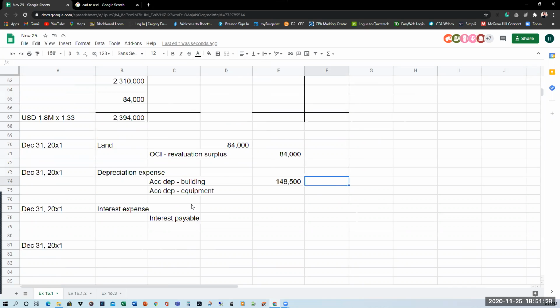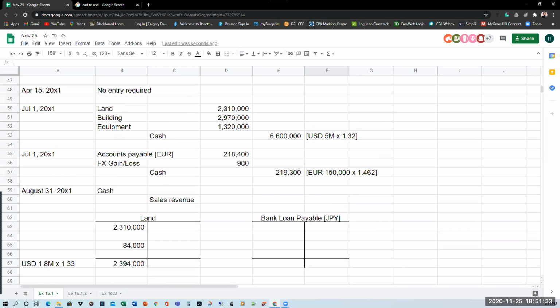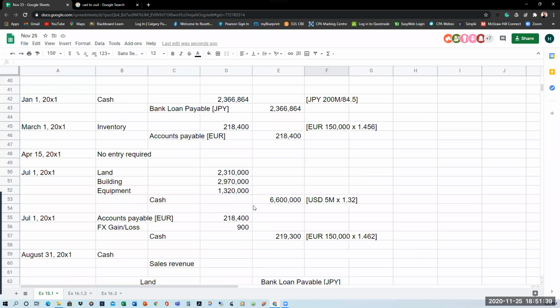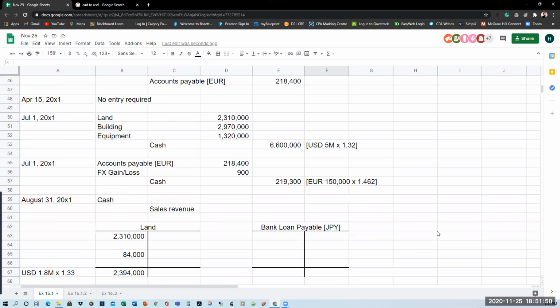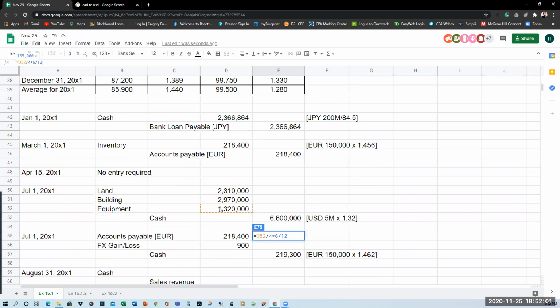Likewise, for the equipment, cost is 1,320,000. The equipment, we're told, had a useful life of 4 years. So 1,320,000, if you were to divide that by 4, you get the annual amount of the depreciation, and then adjusted, prorated for the half year, we get the depreciation on the equipment is 165,000. So basically, this is the 1,320,000 divided by 4 and then prorated for the 6 months.